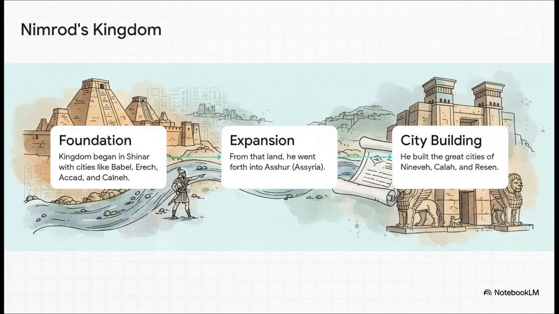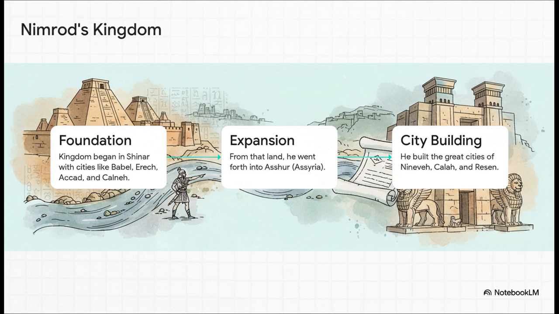And here's why. Nimrod isn't just some hunter. He's a king and a city builder. The beginning of his kingdom was Babel, in the land of Shinar. We're talking ancient Mesopotamia here. From there, he expands north into Ashur, or Assyria, and builds the great cities of Nineveh and Calah.